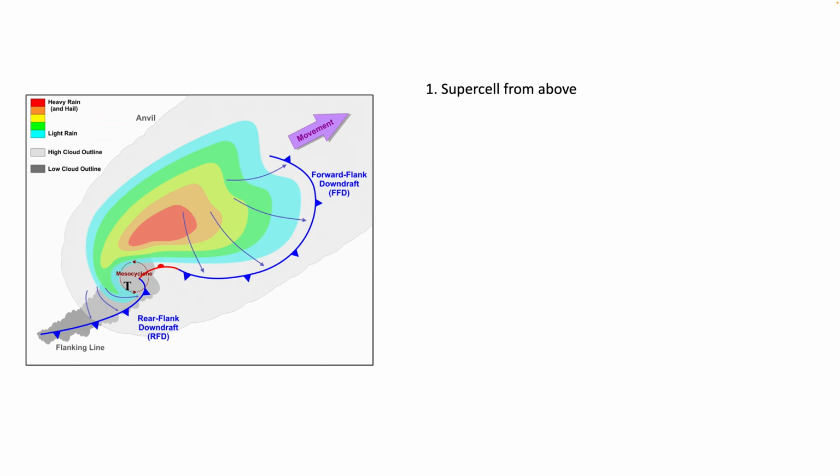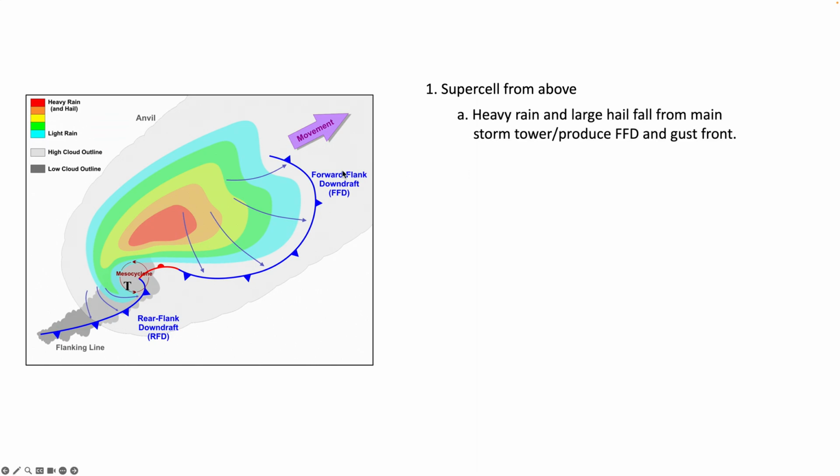So let's talk about the characteristics of the supercell itself. First of all, the heavy rain and the hail is falling from the main tower of the storm. So even though we're getting really rapid updrafts in our mesocyclone, which I'll talk about in a moment, as this air rises basically out of your screen, it's going to encounter upper level winds that are coming out of the southwest.